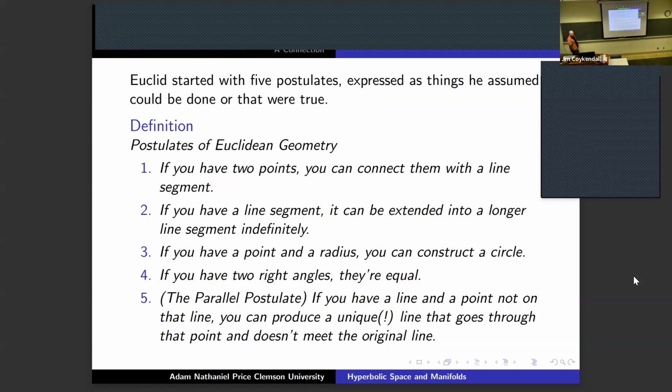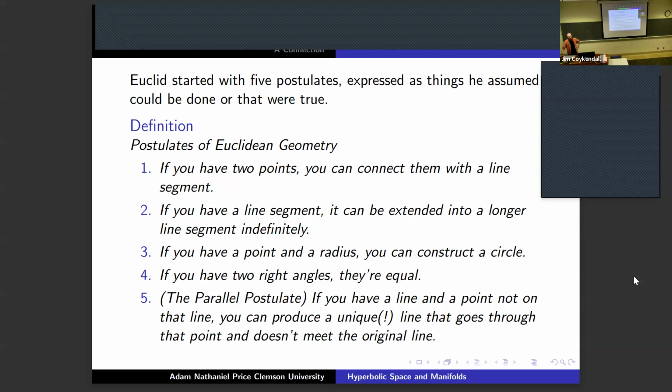You start out, if you have any 2 points, this first assumption, you can connect them with a straight line segment. If you have a line segment, you can extend it into a longer line segment indefinitely. And so you have a concept of a line. You can go off in either direction. And this seems obvious to us. It's just the concept of a line.